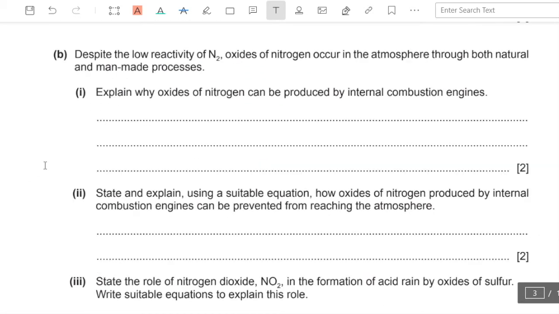B. Despite the low reactivity of nitrogen, oxides of nitrogen occur in the atmosphere through both natural and man-made processes. 1. Explain why oxides of nitrogen can be made by internal combustion engines. So in internal combustion engines, the temperature is quite high, which provides the energy required to break the strong triple bond in nitrogen and cause its reaction with oxygen. And that is the answer over here.